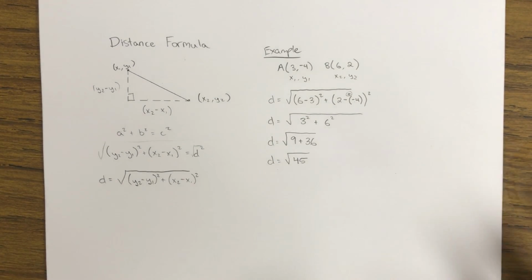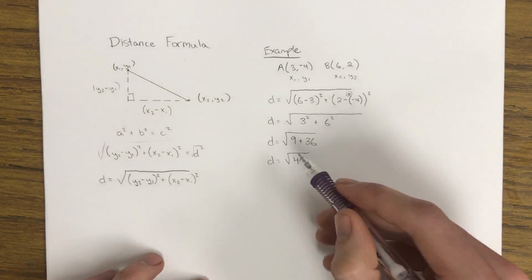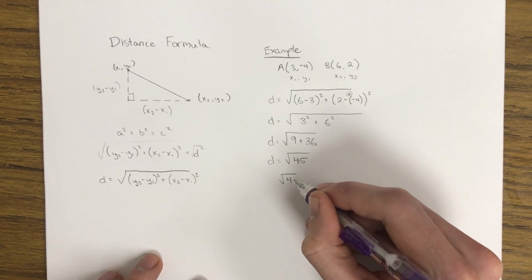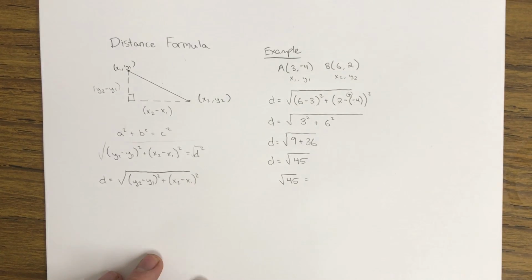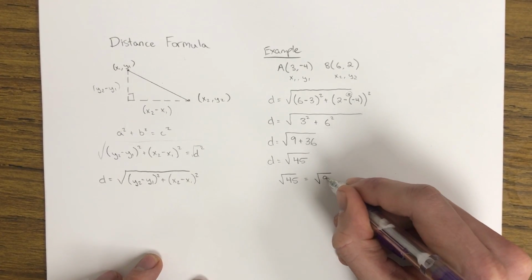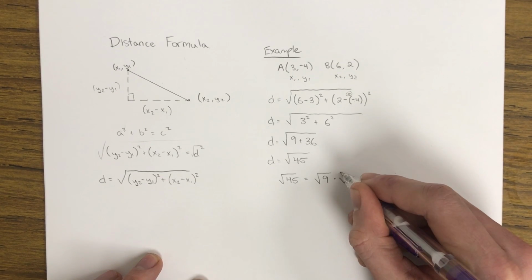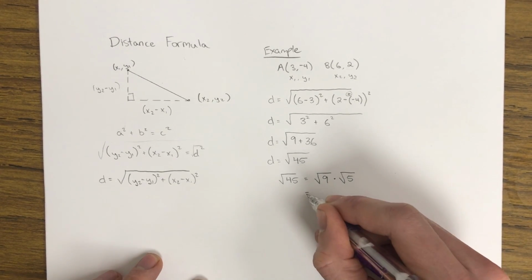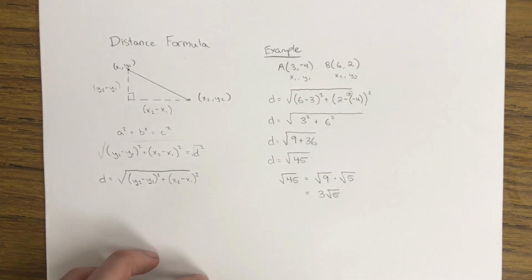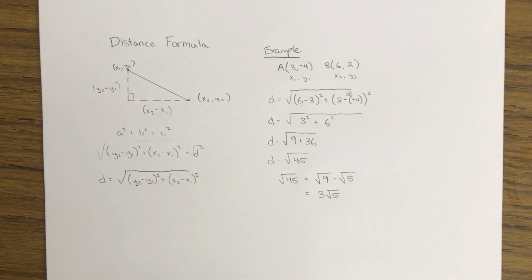And now we can leave this as square root of 45. We could go into decimal form, so that's going to be 6.8, 6.9, somewhere in there. Or if we're going to simplify our radical, we would say square root of 45 is equal to, the biggest square number that will divide into it is 9. So we've got square root of 9 times square root of 5, which simplifies to 3 root 5. So this would be our answer in simplest radical form.